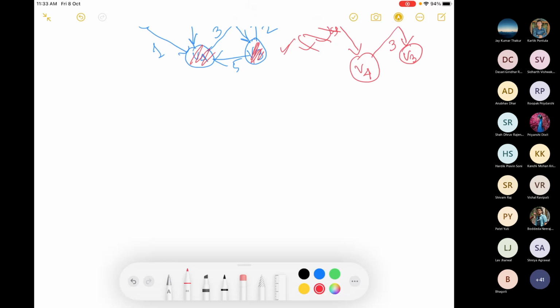See, do not confuse these things. A spanning tree is only meant for undirected graphs. Spanning tree comes in the context of undirected graphs only. Keep this in mind.